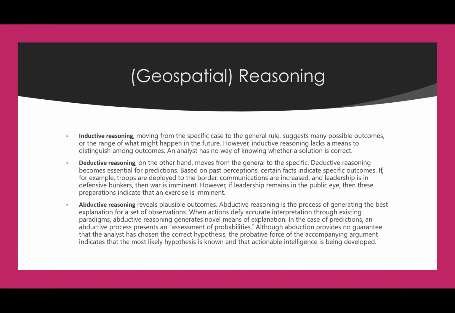Geospatial reasoning. And so we're going to go through a couple different examples of geospatial reasoning. We have inductive, deductive, and abductive. These are things that you've probably heard or explored in other classes, but again, bringing that into what does that have to do with GIS? Inductive reasoning. Moving from the specific case to the general rule suggests many possible outcomes, or it's the range of what might happen in the future.